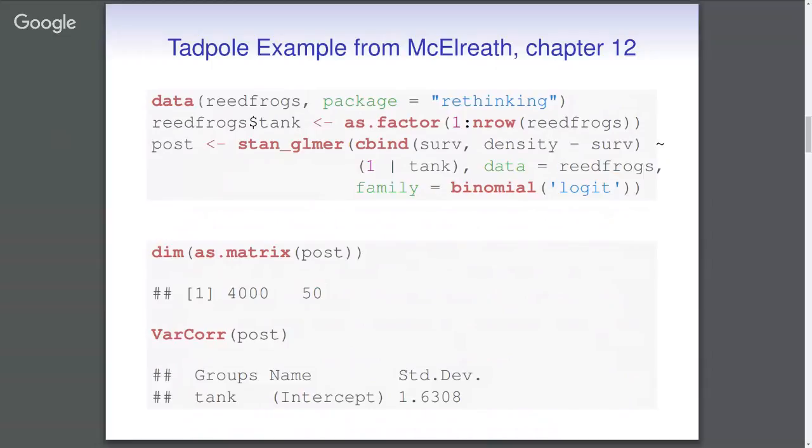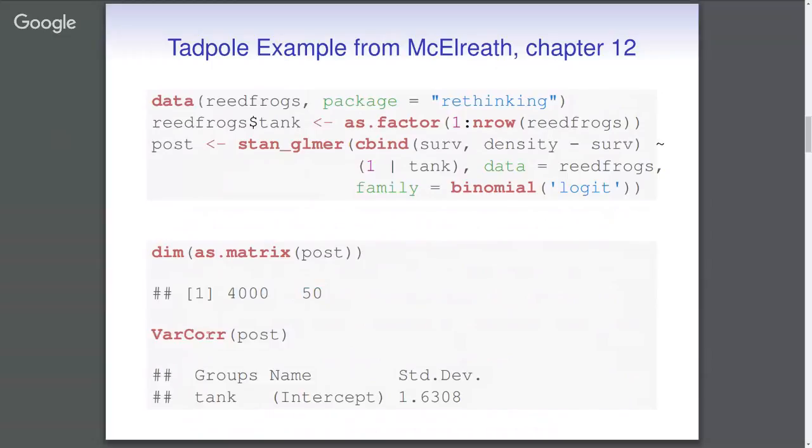We give it the data set, we specify our family. By default, this is Gaussian, and one of the common mistakes to make is to forget to specify that family, in which case you're using an inappropriate likelihood for your data. But in this case, we specify binomial with the logistic link function. It comes back pretty quickly. 4,000 draws from this 50-dimensional posterior distribution.